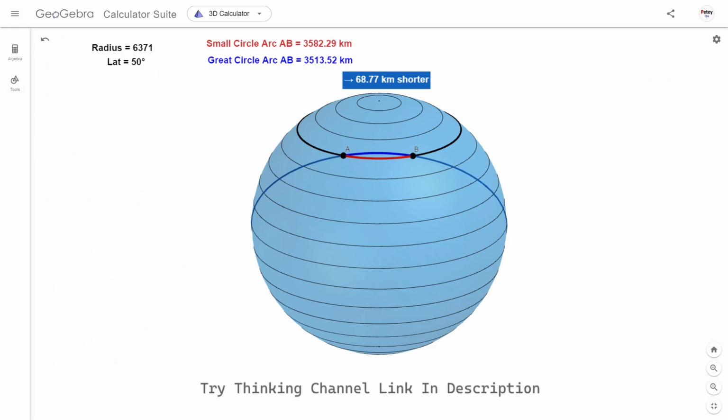So that audio was from the Try Thinking YouTube channel, and we had Bev and the Paper Organist there discussing whether or not the shortest route between two points on a sphere lay on a great circle, even if those two points occupied the same latitude line. Now, this was quite an easy one to test. We have our points A and B sitting on the 50 degree north latitude line. We have a red arc here, which is part of this latitude line, and we have a blue arc, which is part of our great circle. Which one is the shortest distance?